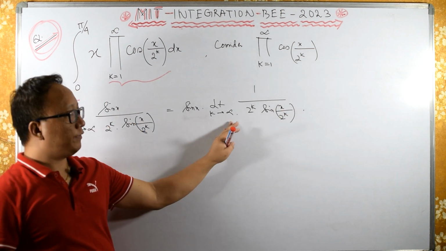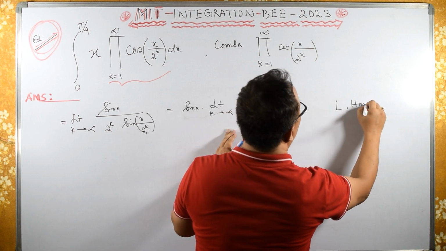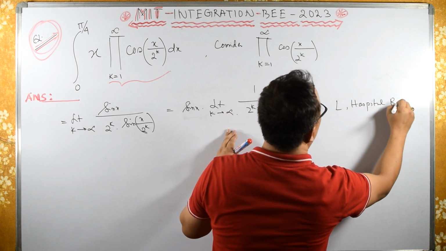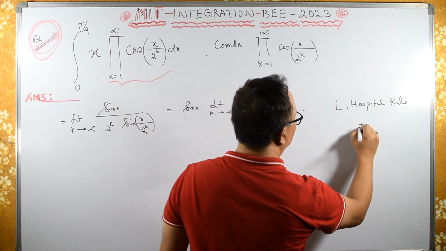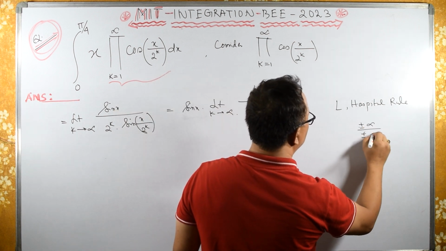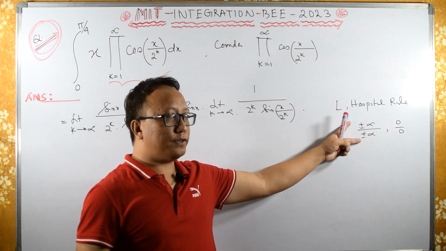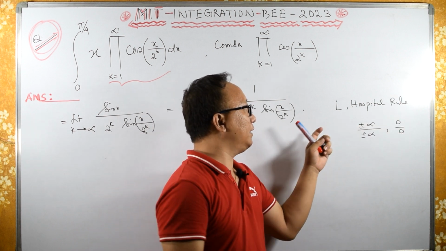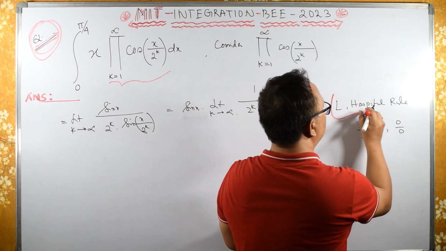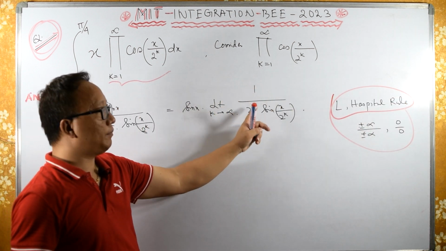Now here, if I want to use L'Hospital rule, what is L'Hospital rule? The limit should be plus minus infinity upon plus minus infinity, or 0 by 0, then we can use this rule. But here this is 1 by infinity.